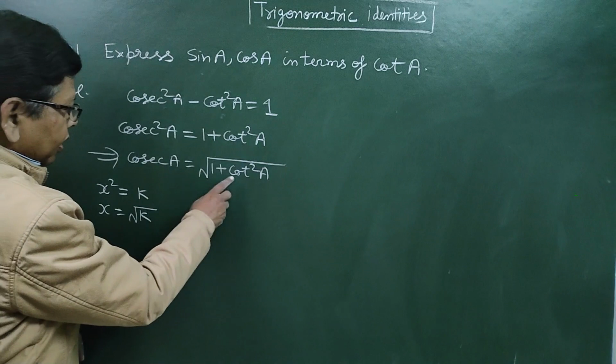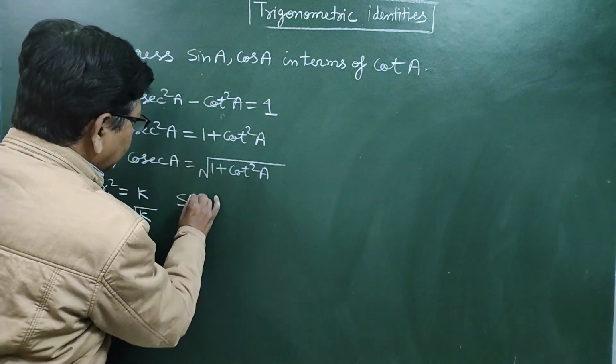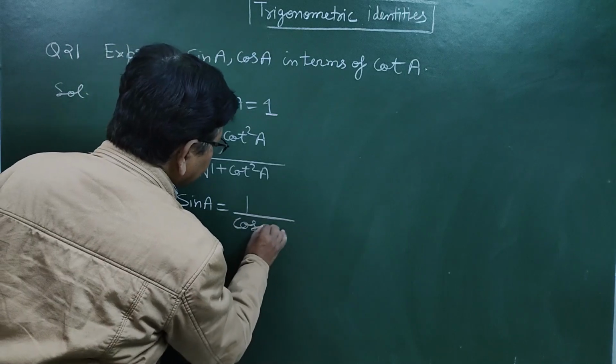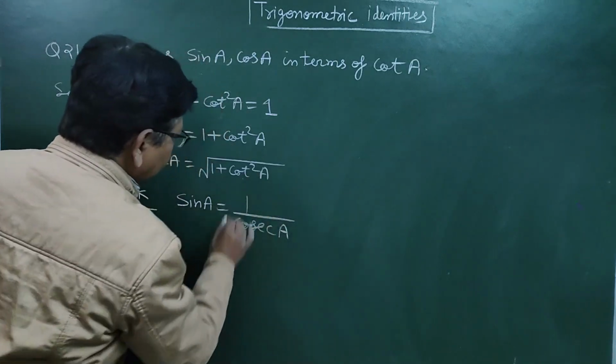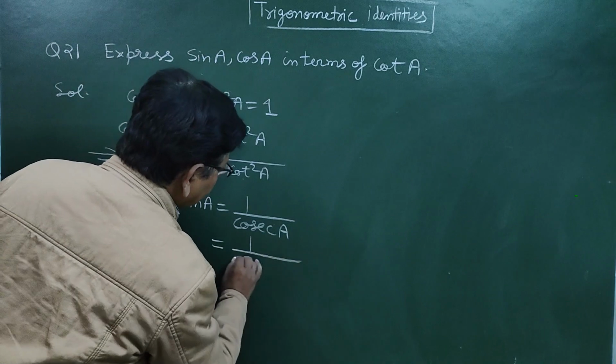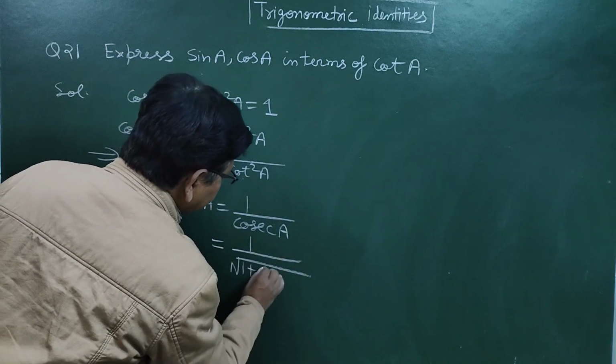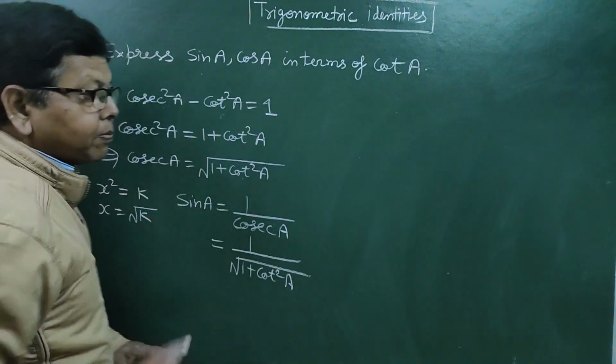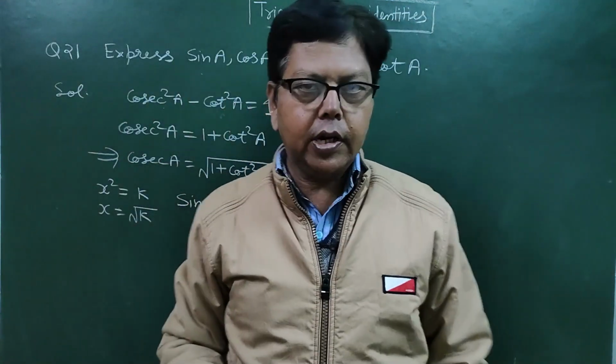Now this cosec A you have got. Now you can find sin A. Sin A is the reciprocal, 1 upon cosec A, and cosec A you have calculated as 1 upon under root of 1 plus cot square A. So sin A has been expressed in terms of cot A.